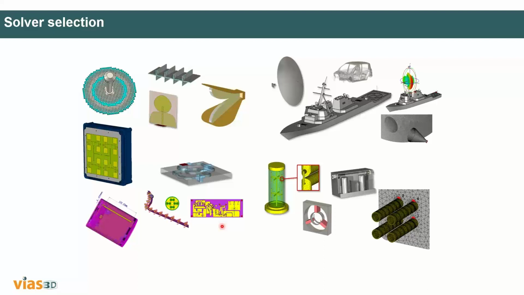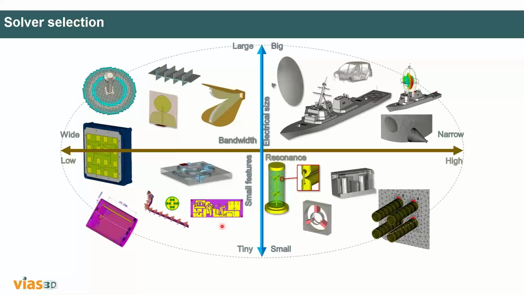All these things are there in industries, but the way we have to use the tools to simulate them is quite different. So how can we address this kind of problem? One thing is you first have to categorize the problem. I am categorizing it in terms of bandwidth, small features, resonance, or electrical size. These are the 4 most important categories into which you can categorize the problems here.